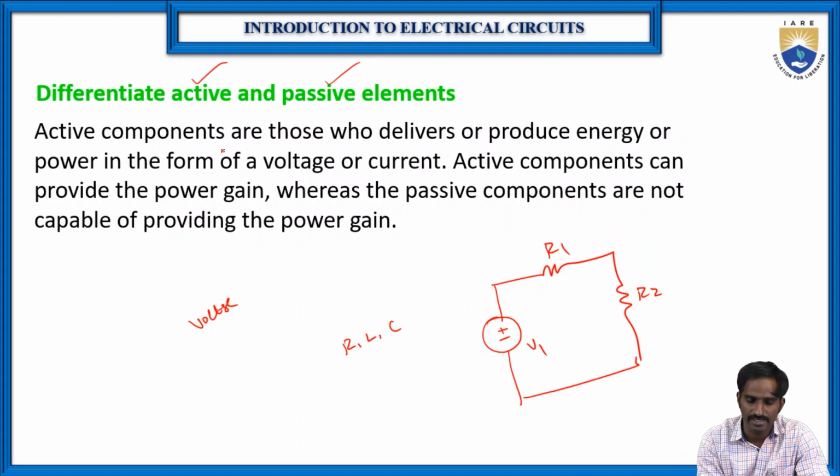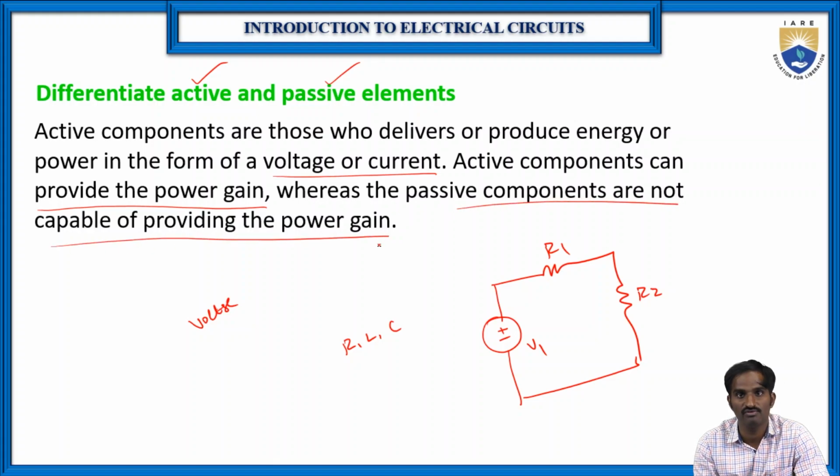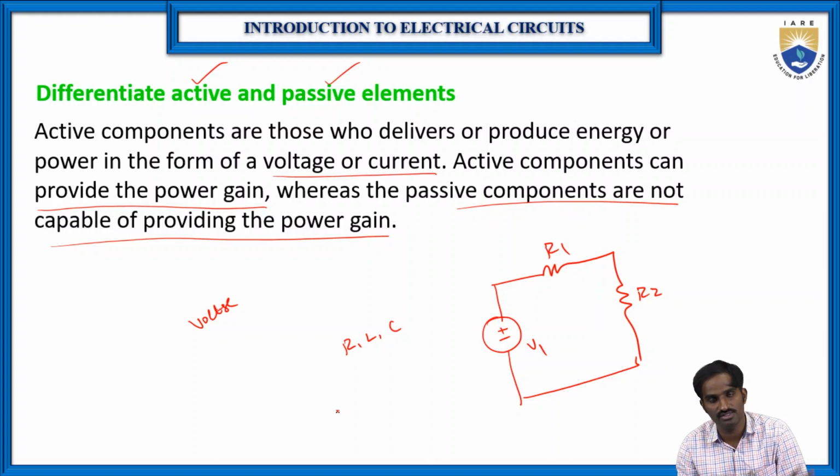Which means the active components are those which deliver or produce energy or power in the form of voltage or current, and active components can provide power gain, whereas passive components are not capable of providing power gain. The passive components consume the power which is supplied by the active elements. So that is the difference: active means energy supplying elements, and passive means energy consuming elements.